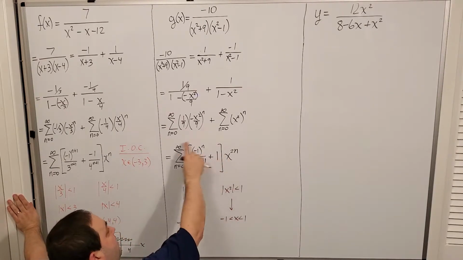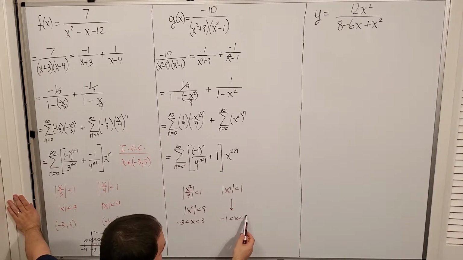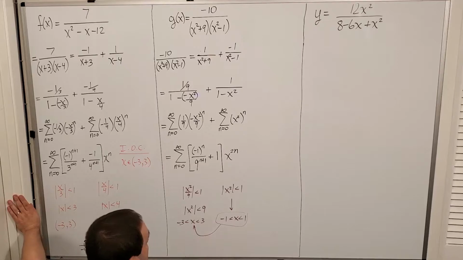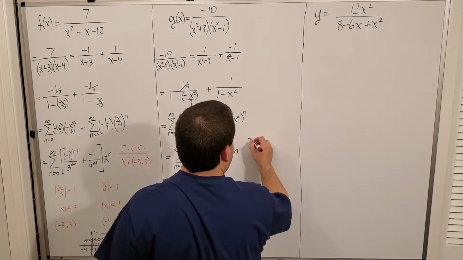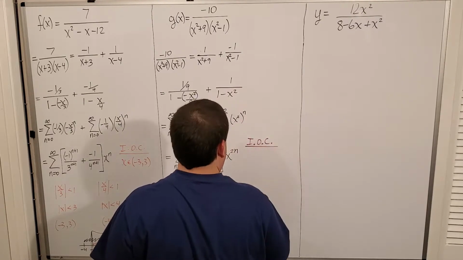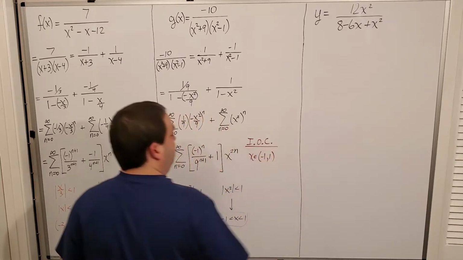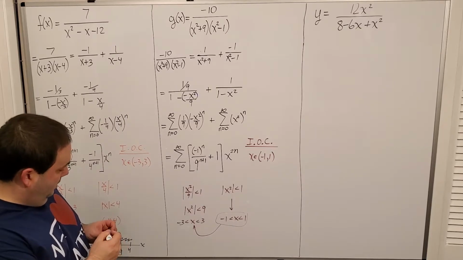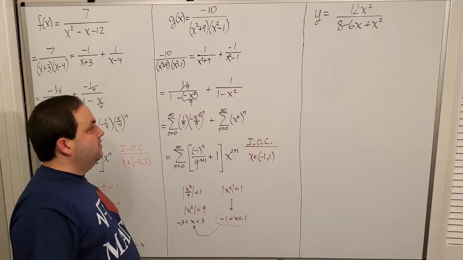And remember, the only way this is going to converge is if these two intervals of convergence overlap. And as you can see, this one is going to fit inside of that one. So my interval of convergence is the one where they meet, the one that they share in common. The common interval of convergence here is from -1 to 1. So I've got a power series, right? And then it's got that interval of convergence.